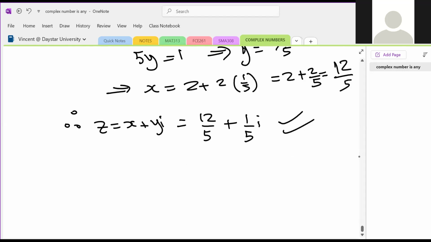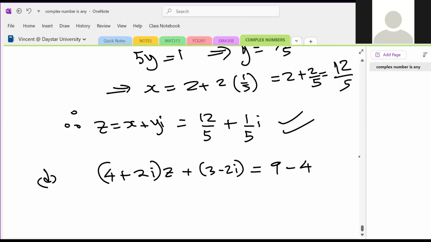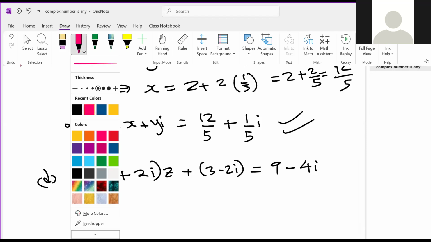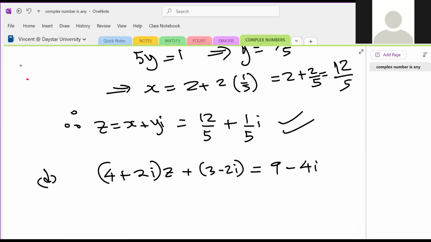So in the same manner, solve this: 4 plus 2i times z plus 3 minus 2i equals 9 minus 4i. So remember, you don't have to show the method. Just pick one way of doing the problem, either letting z equal x plus yi, or solving it in the usual way, making z the subject and then simplifying. And when you work out correctly, this will give you 1 minus i.